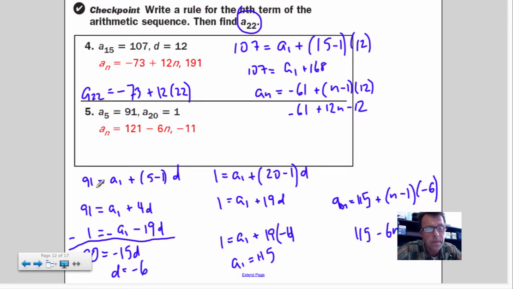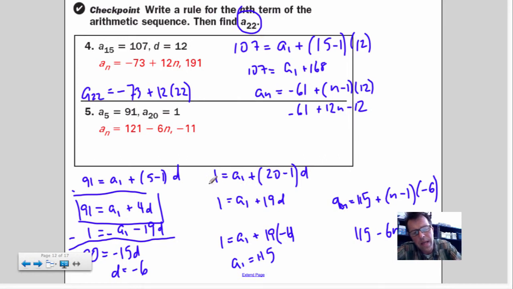The second one, here's my system, right? So when you're told the 5th term is 91, that means n would be 5. You're told the 20th term is 1, so n would be 20. I do a little cleanup. Basically, I just subtract the 20 and the 1. I subtract the 5 and the 1. And now I'm in a system, right? Here are my two equations that I'm solving.